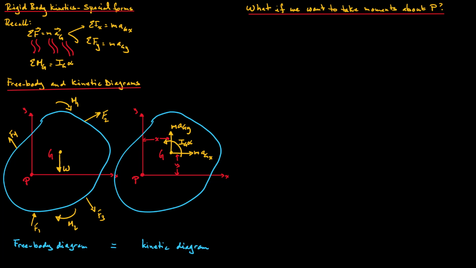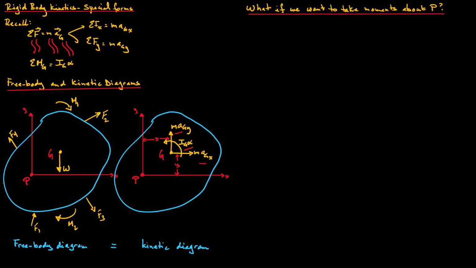A kinetic diagram depicts essentially the right-hand side of the equations of motion. We know that the sum of the forces is equal to the mass times the acceleration. So on the kinetic diagram, we're going to show the mass times the acceleration. Here we have the mass times the acceleration in the y direction and the mass times the acceleration in the x direction. For rigid bodies, we have one additional equation of motion, which is the rotational equation of motion. The net moment is equal to I_G alpha. So the right-hand side is I_G alpha, which we show over here on the kinetic diagram.